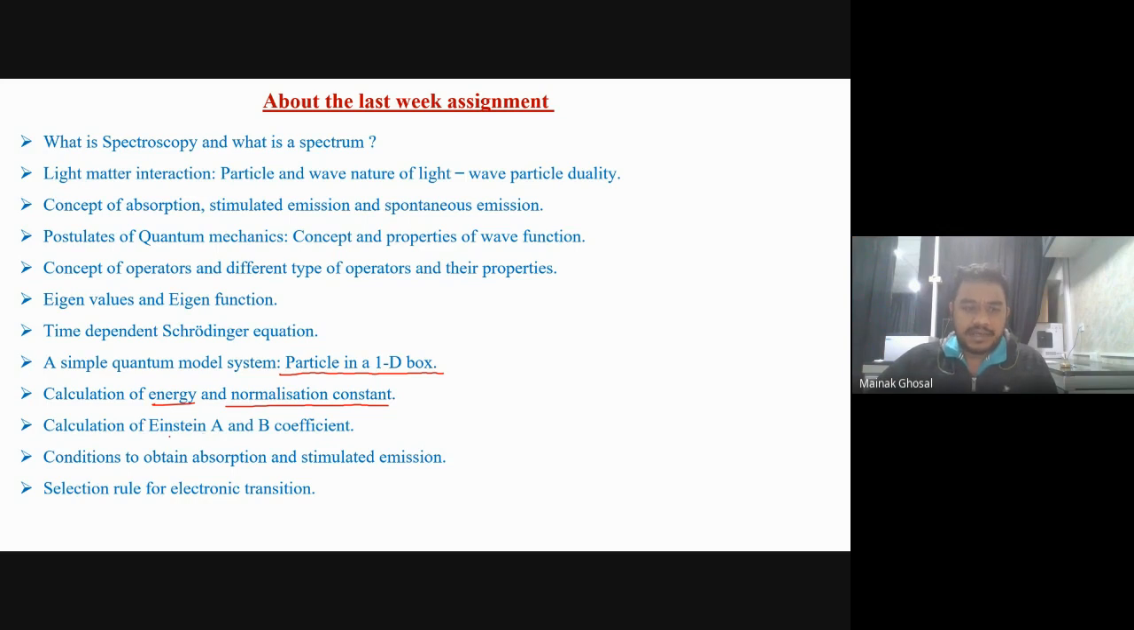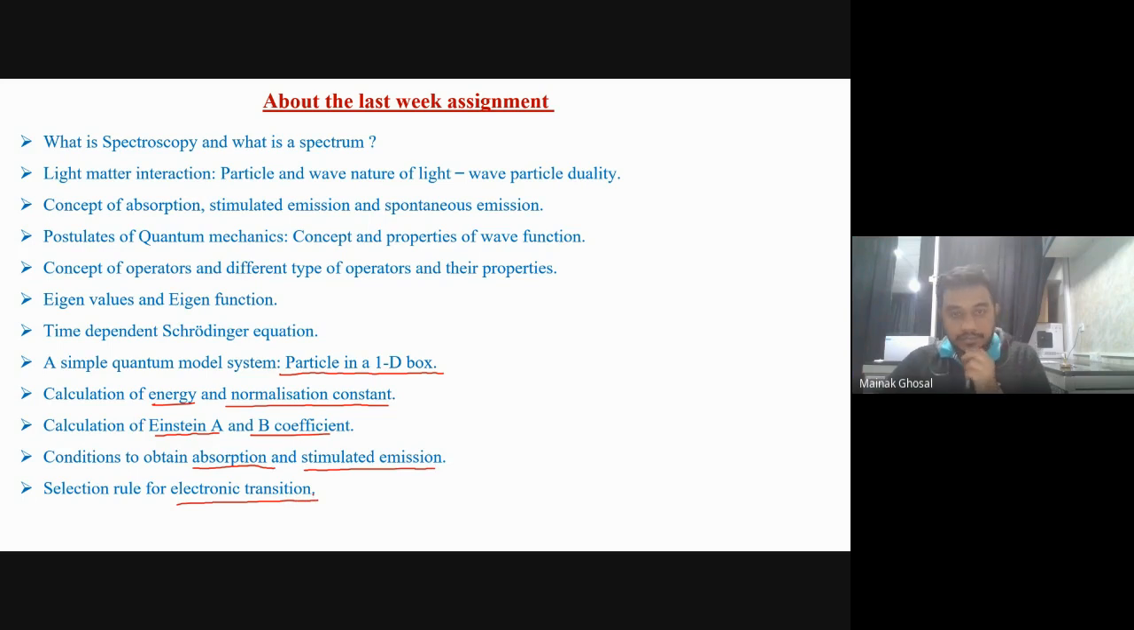Then Professor Bakshi explained the calculation of the Einstein A and B coefficients, and I explained that the A coefficient is something that involves no light interaction. That is, for spontaneous emission you can use the A coefficient, and the B coefficient needs light interaction. B coefficient stands for B12 and B21: B12 stands for absorption and B21 stands for stimulated emission. Then it was explained what conditions are needed to obtain absorption and stimulated emission, in what condition there will be absorption and in what condition there will be stimulated emission. And also there was discussion on the selection rule for electronic transition.